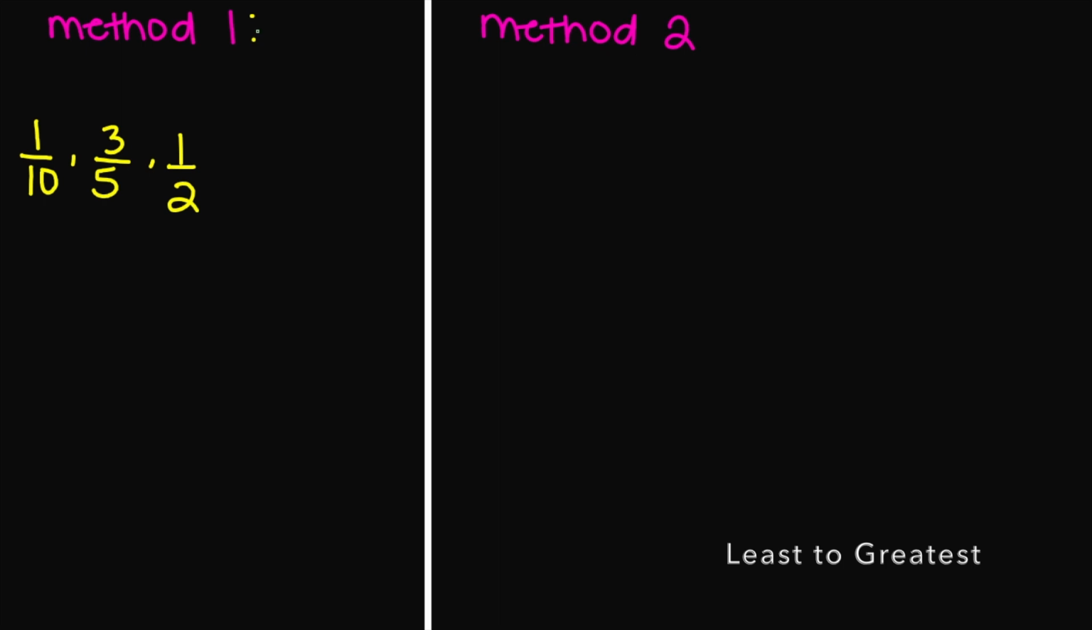The first method that you can use is to write your fractions into decimal form. And then the second method that you can use is to find your common denominator, your least common multiple, or your least common denominator. All right, so first let's look at method 1.